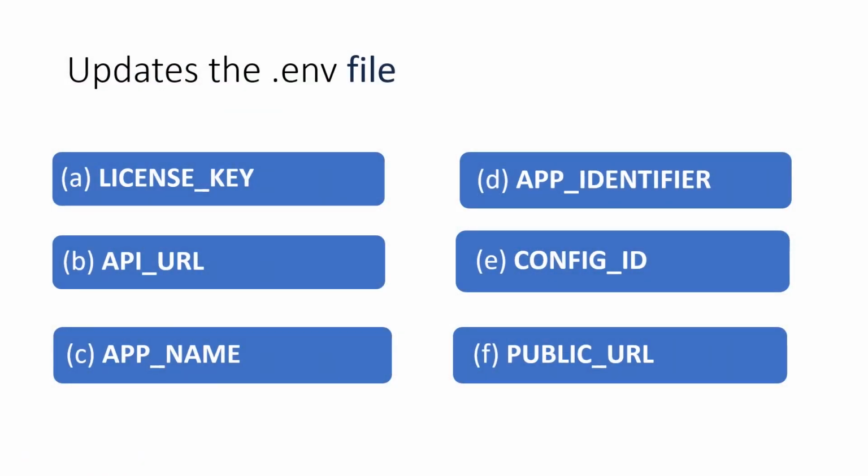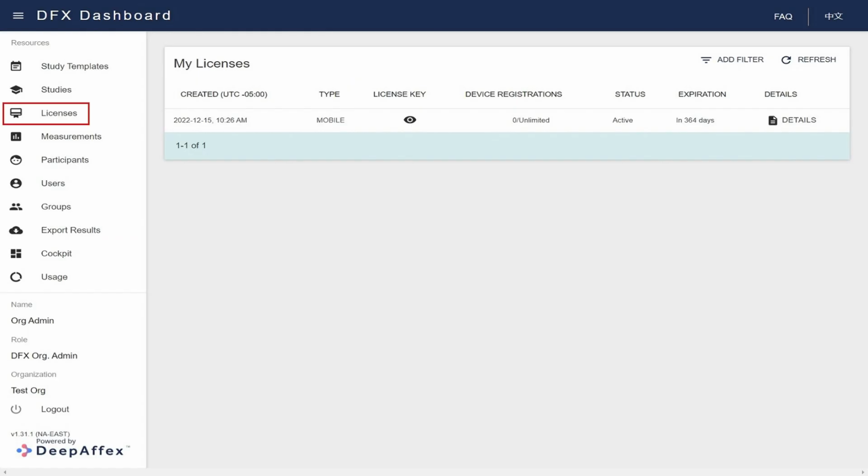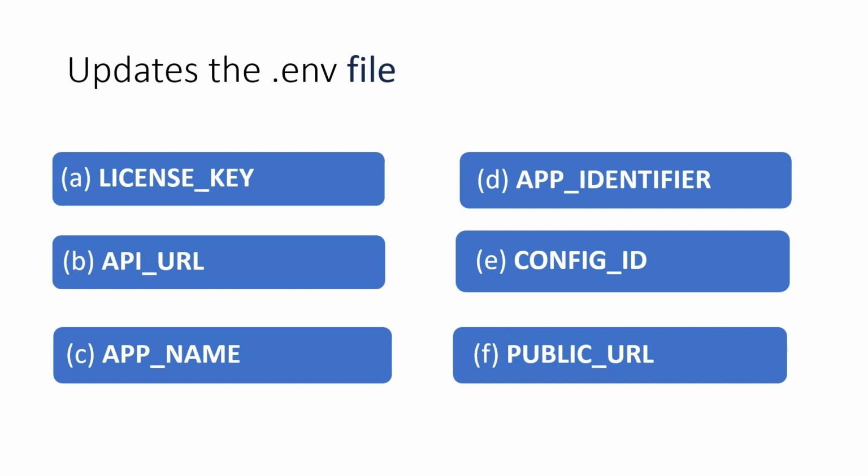You need to edit the following fields. First is the license key. It is your DeepFX API license key. You can get this key by logging in to the dashboard and selecting Licenses option from the sidebar. Then there is API URL. It is the URL of the DeepFX Cloud API. In most cases, you will use the default value as given in the sample app.